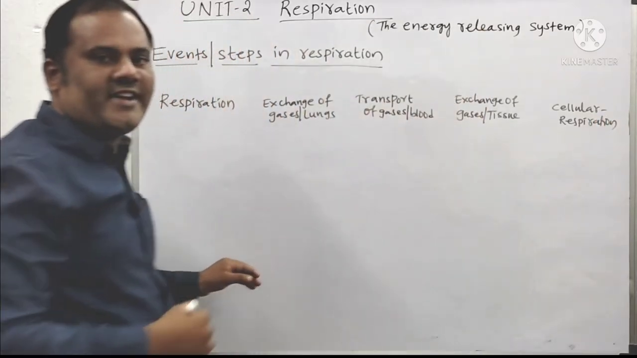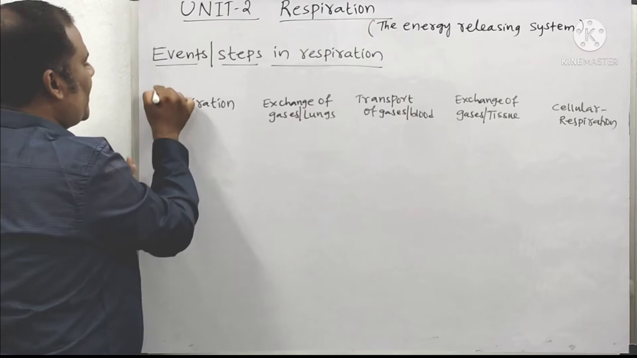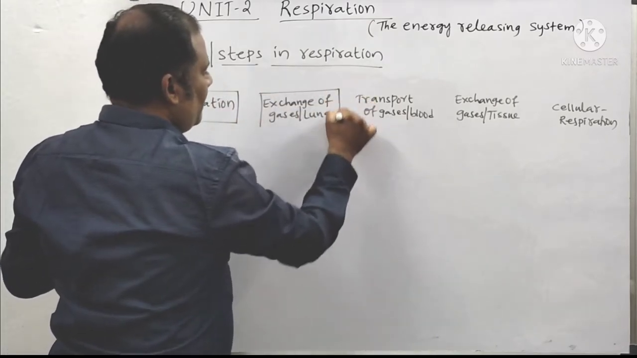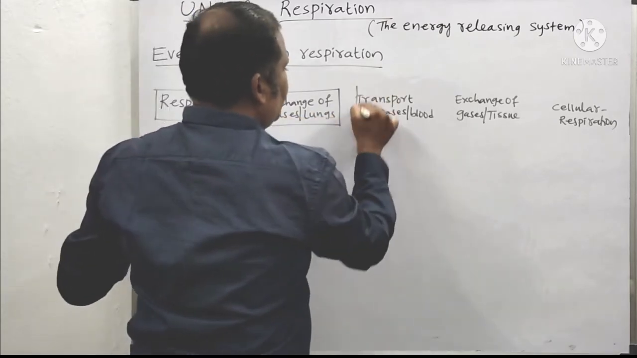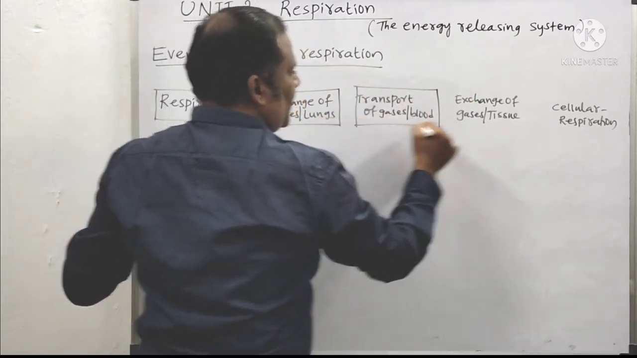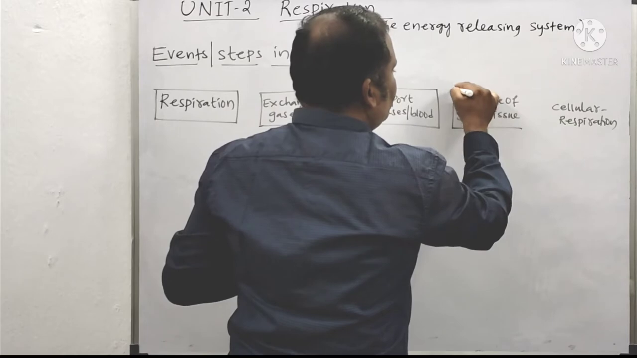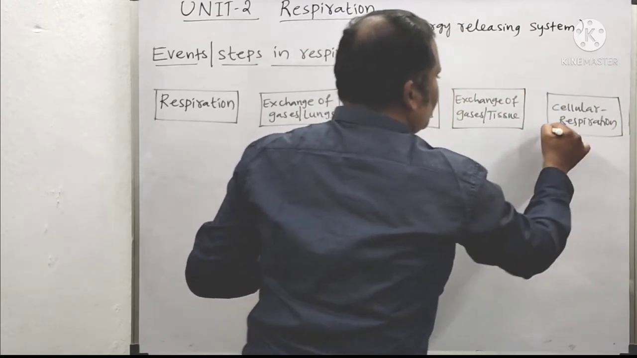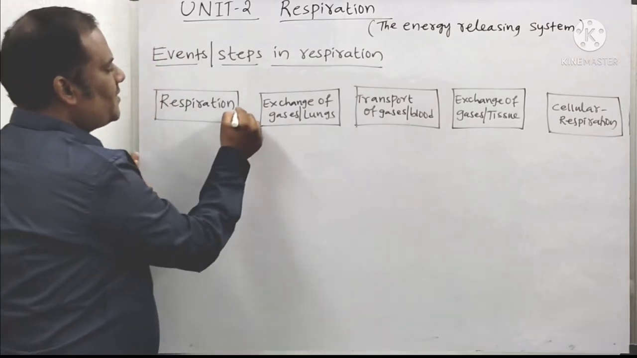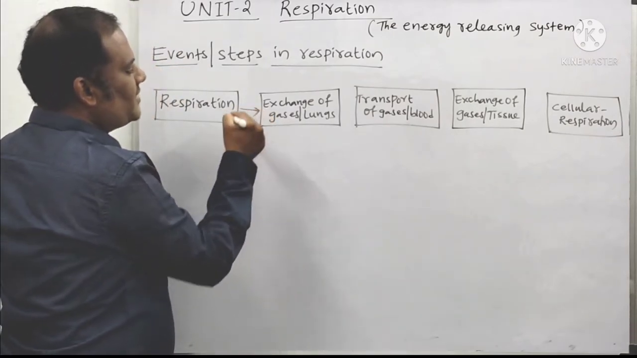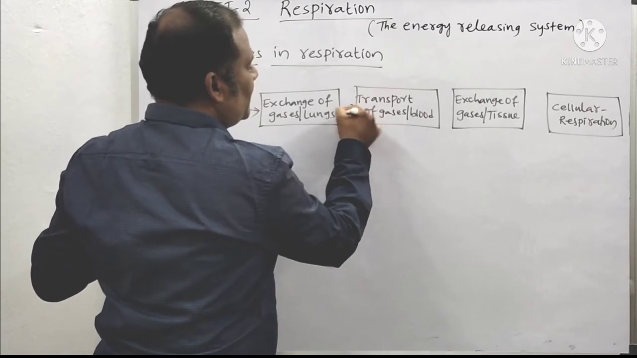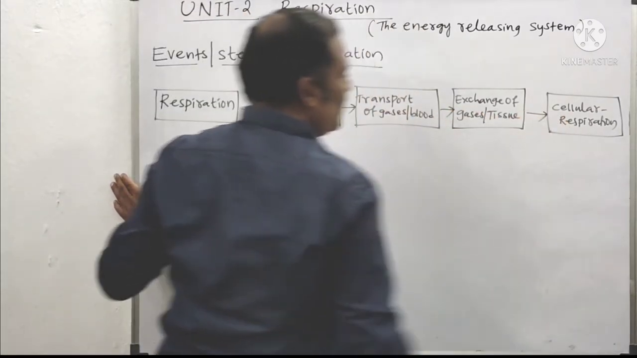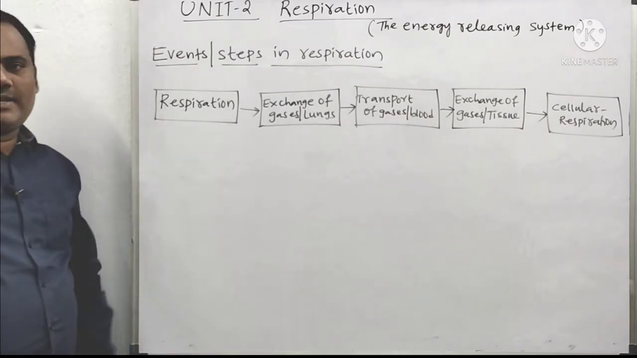So, these are the 5 steps in the process of respiration, which lead to the production of energy. So, these are the 5 steps. First step, then the second step, after this the third step, this is the fourth step, this is the fifth step. So like this, 5 steps are there.